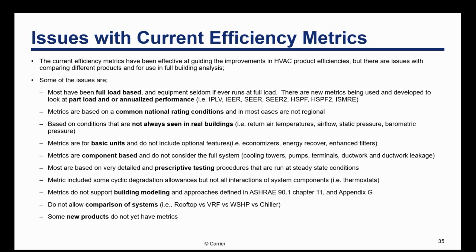They're based on a basic unit, so they don't include things like, you look at a rooftop and it says it's got an IEER of 12. Well, it doesn't include the economizer, and the economizer adds a lot of efficiency improvements. They're there just to compare mechanical equipment efficiencies. They're typically component based, so you look at a chiller, it doesn't include the cooling tower, doesn't include the pumps. And they have very prescriptive test procedures. A good deal of the industry spends a significant amount of their time meeting these test procedures.